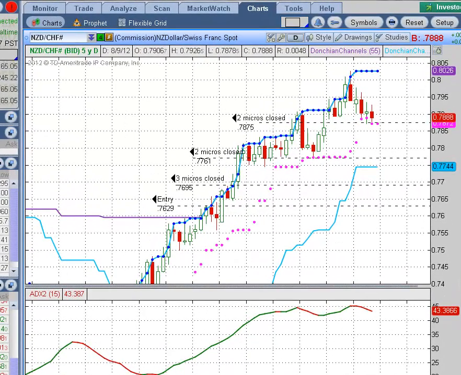Here's the price chart for the New Zealand dollar Swiss pair. Our stop loss was hit and the final 2 micros were closed. The New Zealand dollar Swiss trade is now closed after almost 6 weeks.